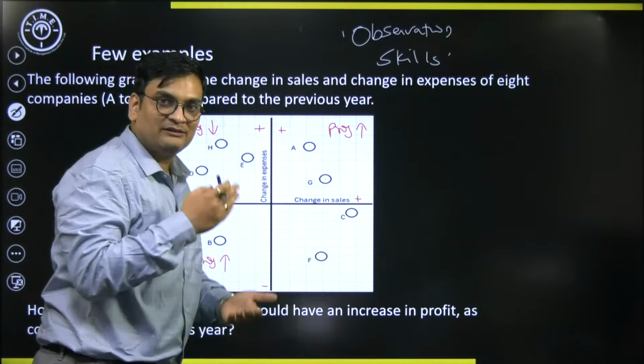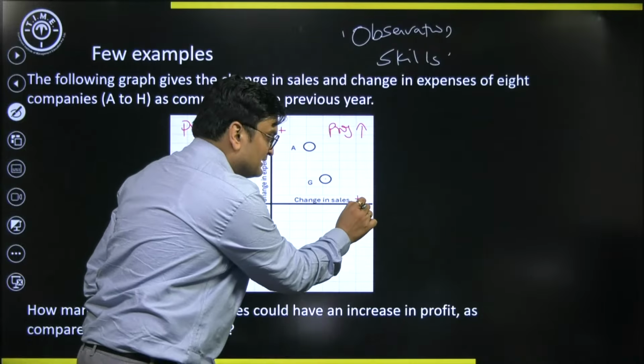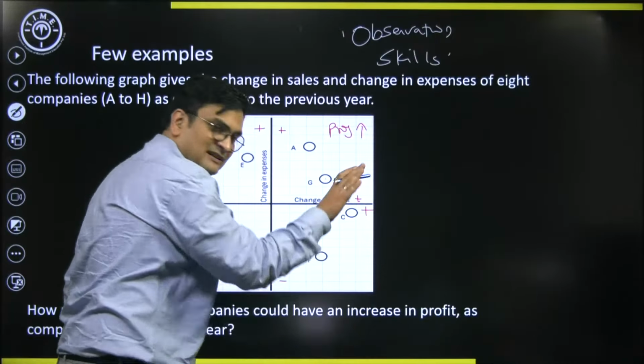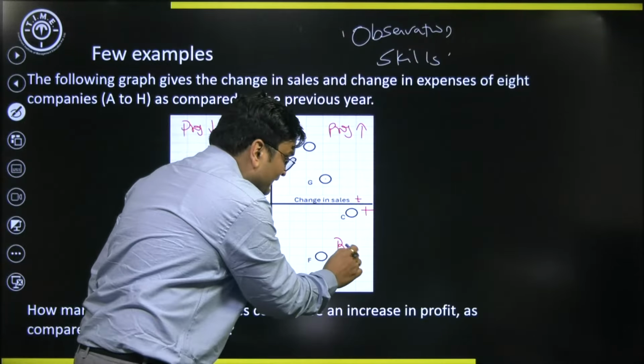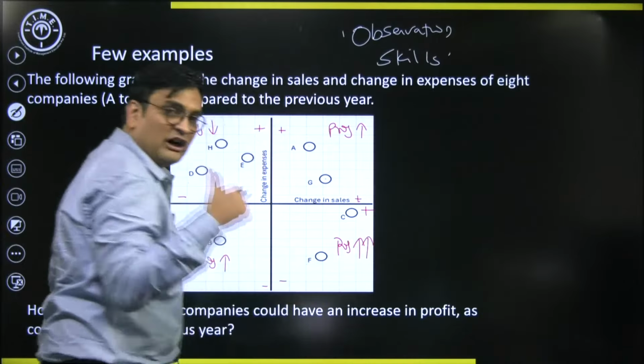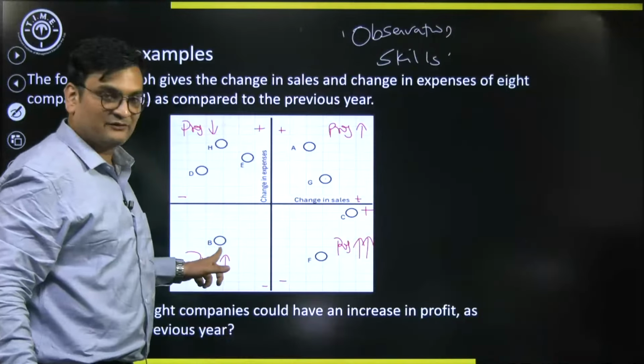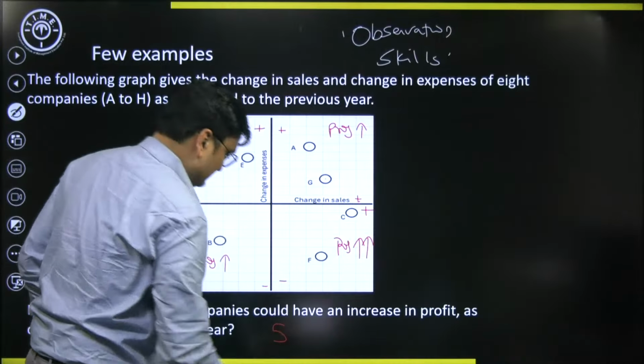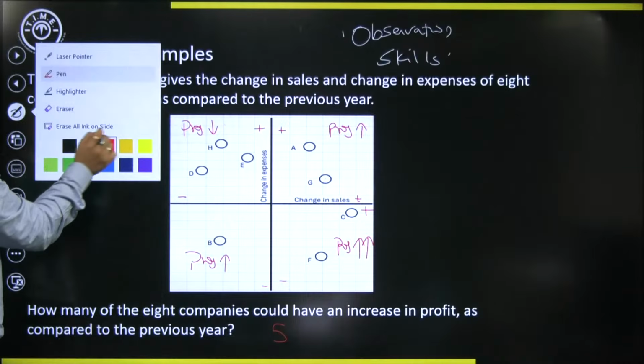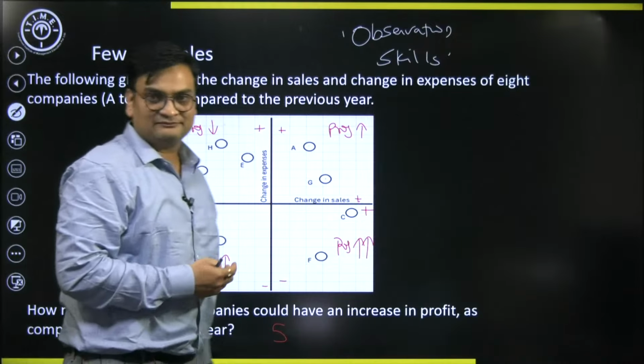Here for these two, definitely profit will go up because sales are going up, expenses are coming down. So profit definitely goes up. So how many companies can see a rise in profit? These two, and this one. So my answer will be 5 for this year. So there are 5 companies which could actually see rise in profit.